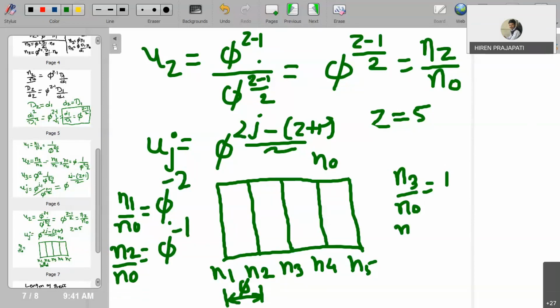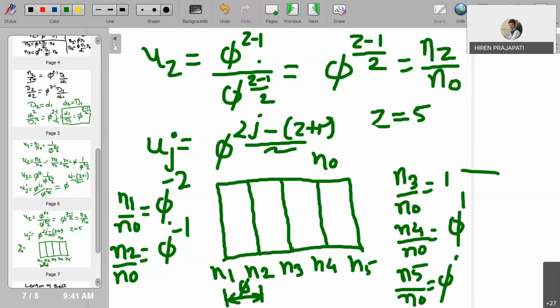Similarly, now next is n4 by n0. For n4, how much? 4 into 2, 8. 8 minus 6, then 2. Then 2 by 2, that is positive 1. So here we get 5 to the power 1. Similarly, now the last transmission ratio, which is n5 by n0, we'll get 5 squared.